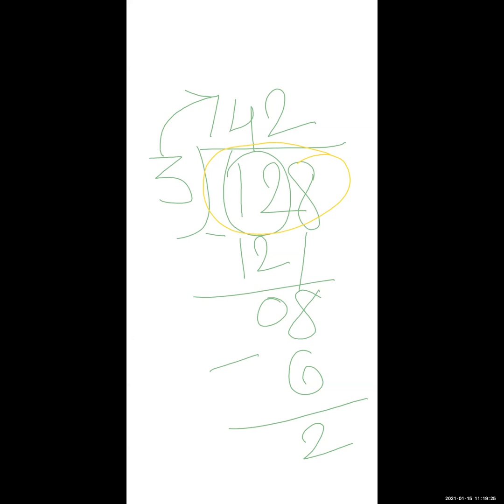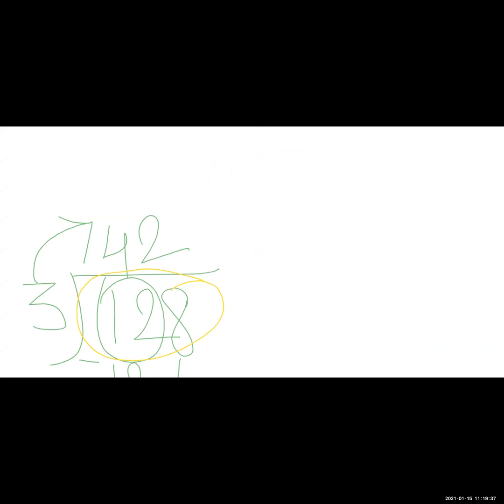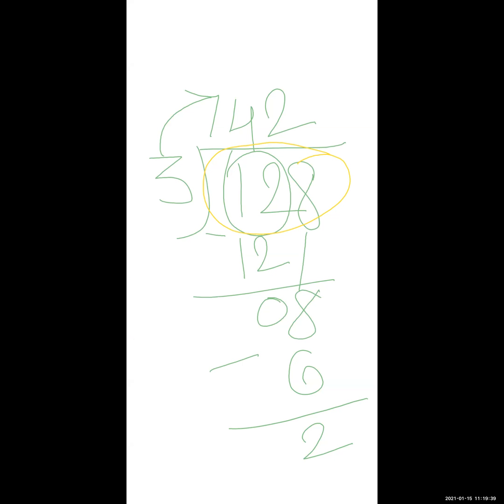42 into 3. What is the answer? Two numbers are remaining, right? The same number is not there, so this 2 you want to add in this. 126. 126 plus 2, what is the answer? Tell me, student.